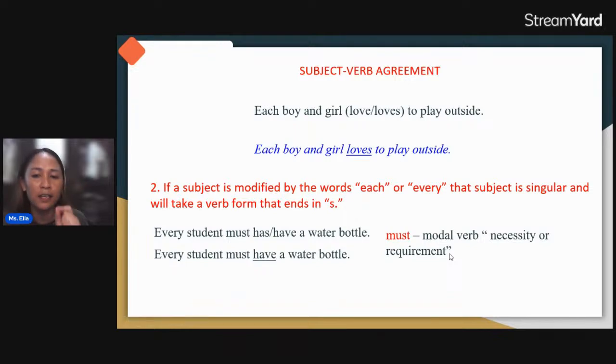Again, if the modal verb is in front of the main verb, then the main verb should be in plural form, regardless of the subject. So here, every student must have a water bottle. But if it doesn't have a modal verb, the sentence would be like this: every student has a water bottle. Okay, so I hope it's clear. Now let's continue.